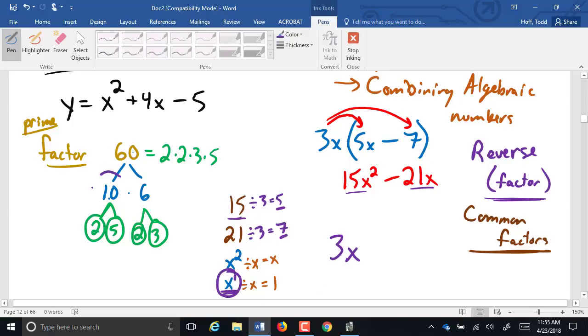Now, just like we did here, we found that 10 was a factor. We divided to see what was left over. 60 divided by 10 gave us 6. Well, here we're going to do the same thing. We're going to divide by that 3x to see what's left over.